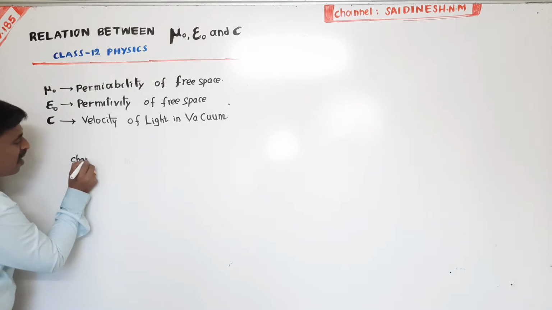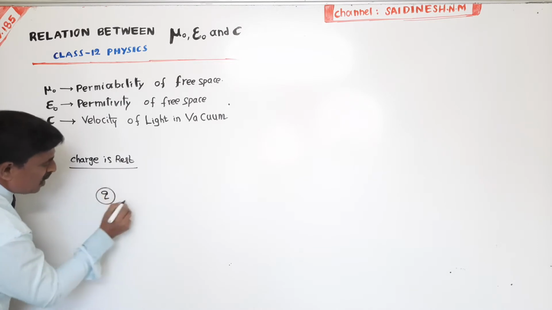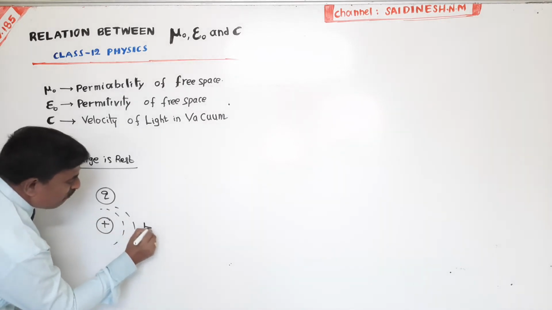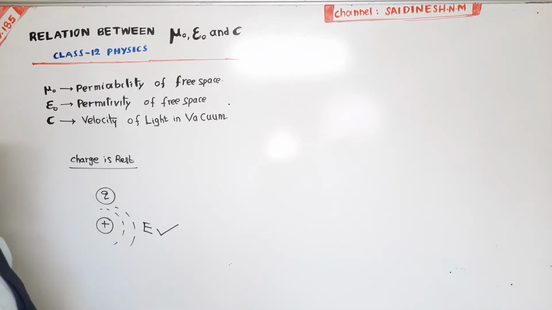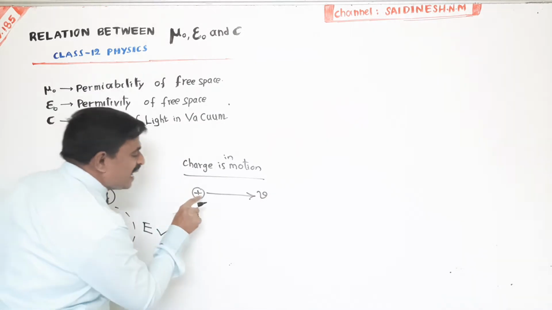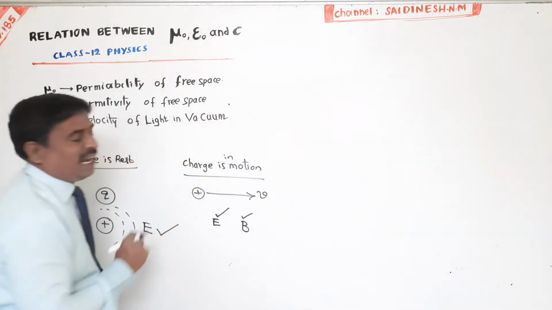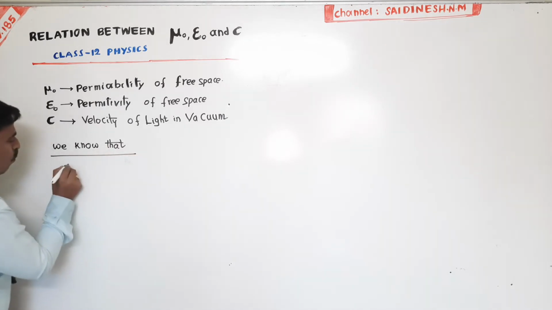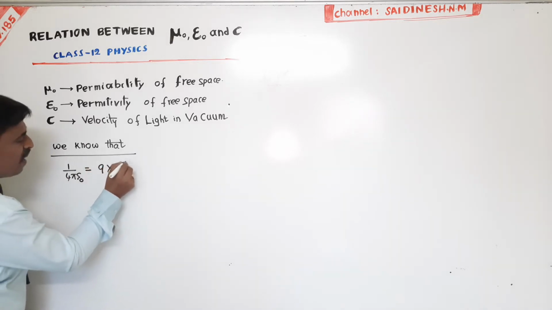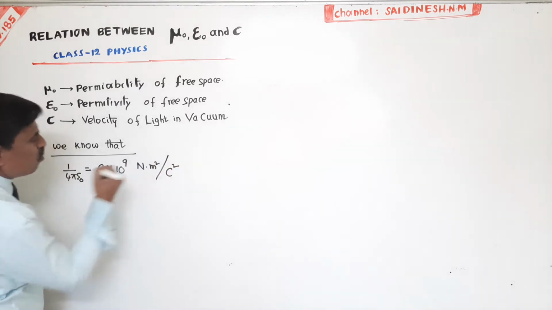Suppose the charge is at rest, around this charge an electric field is produced. When the charge is in motion, this charged particle produces both an electric field and also a magnetic field. We know that 1 by 4 pi epsilon naught is equal to 9 into 10 power 9 Newton meter square per Coulomb square.